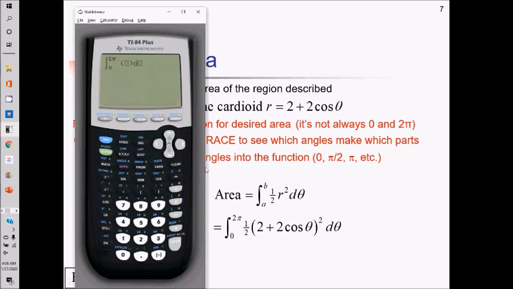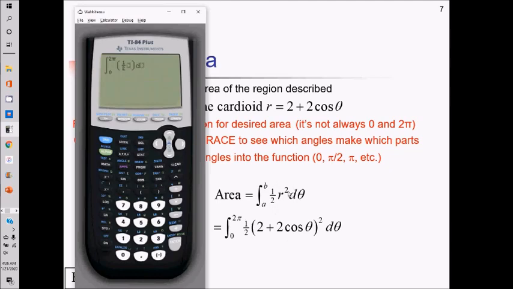So just like before, I'm going to be using Math 9 to get my integral. We're going, in this case, 0 to 2 pi. And in here I've got 1/2. And then one little shortcut you can take here. This is really just r squared.